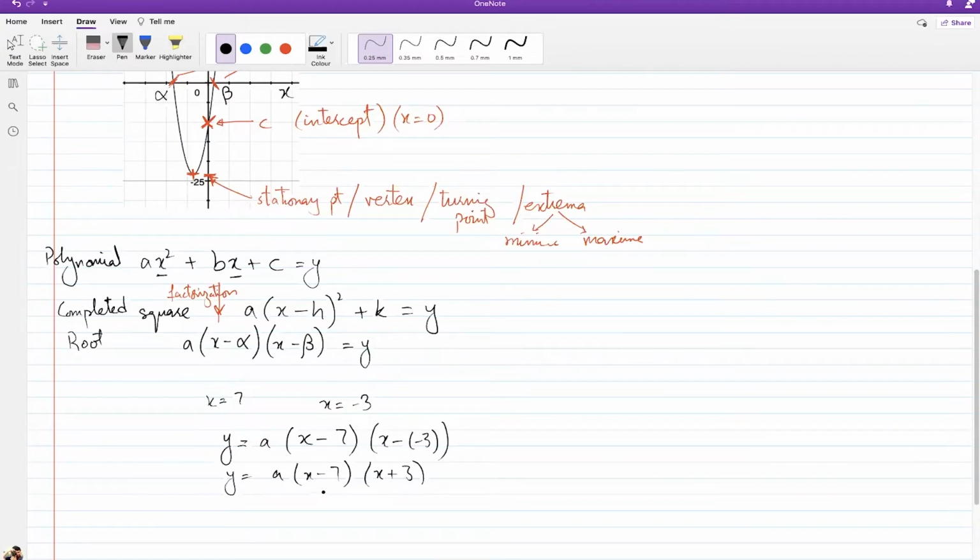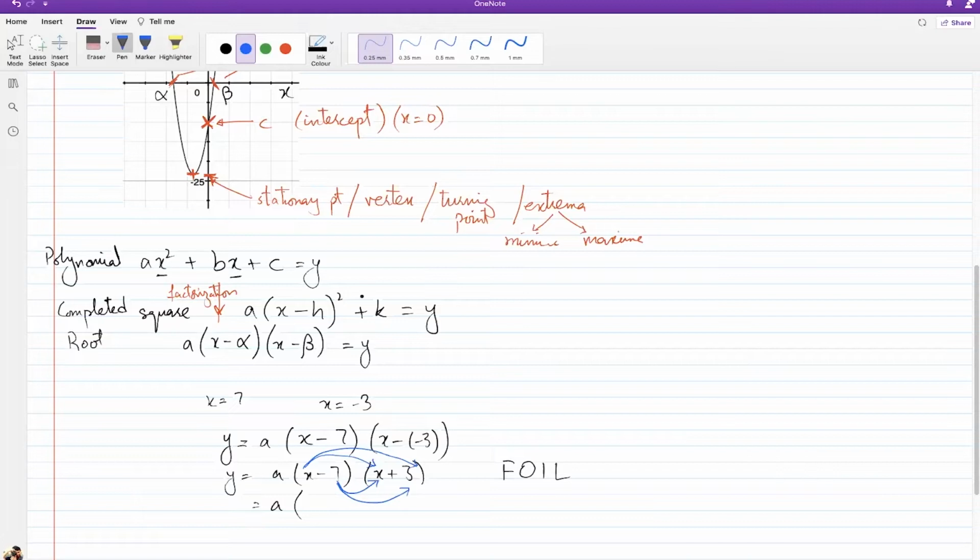If you want to get the polynomial form from this form, you just do FOIL. You've already talked about FOIL. FOIL is first, outer, inner, last. So first is x with x, outer is x with 3, inner is -7 with x, and last is -7 with 3. That way you expand it and then you multiply a with all of them. That way you can convert from root form to polynomial form.